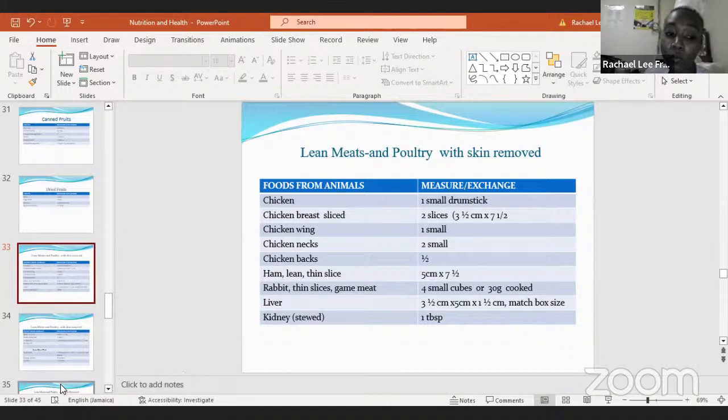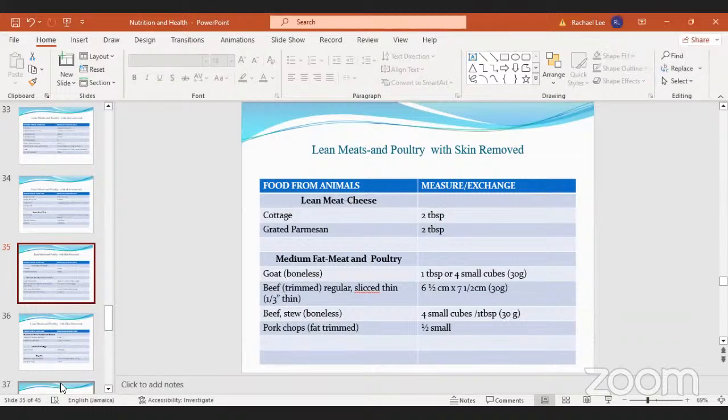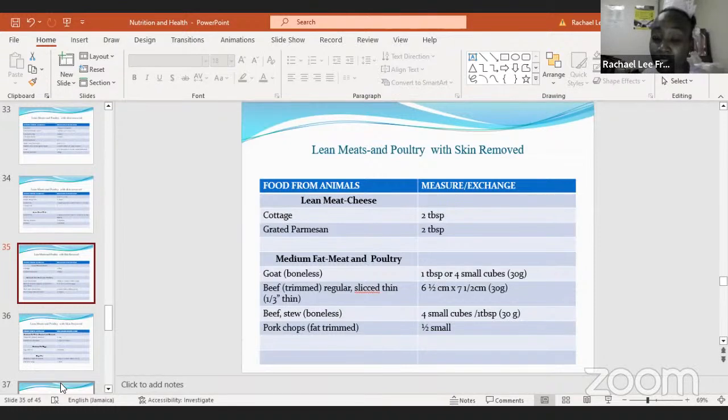So not a whole dish of kidneys, because remember, these are red meat, and these too can increase the amount of calories that we're consuming. Now, this is saying your lean meat cheese. So your cottage cheese, you only need 2 tablespoons. It's best you actually cut up the cheese so you can measure it. For the grated Parmesan cheese, you need 2 tablespoons as well.